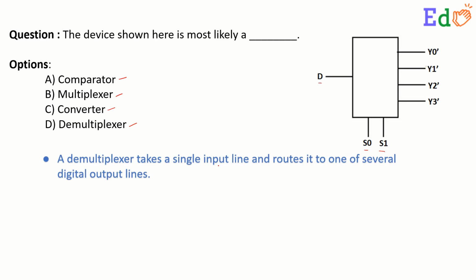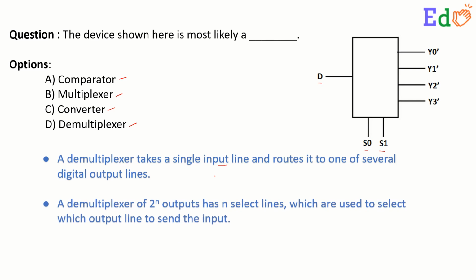It takes a single input line and routes it to several digital output lines. It basically needs 2 to the power n outputs for n select lines. So if there are 2 select lines, there should be 4 output lines so that one of the lines can be selected through these selection combinations. A demultiplexer is also known as a data distributor. So the correct answer to the question is option D, demultiplexer.